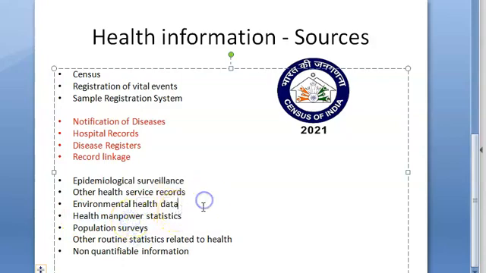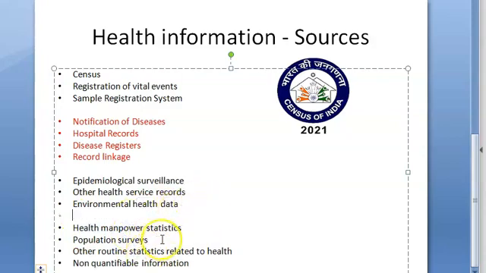That is, you will try to understand how much manpower we have. Population surveys, then other routine statistics. We'll come to all this. And finally, some non-quantifiable information. You can't even quantify some information. What are all these? We'll have to look at. How many are there here? 1, 2, 3, 4, 5, 6, 7, 8, 9, 10, 11, 12, 13, 14. 14 sources of health information according to the textbook.